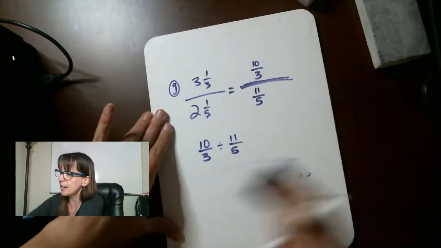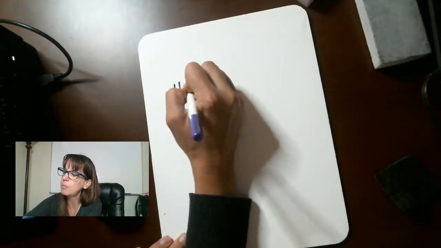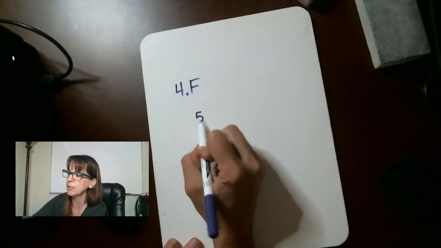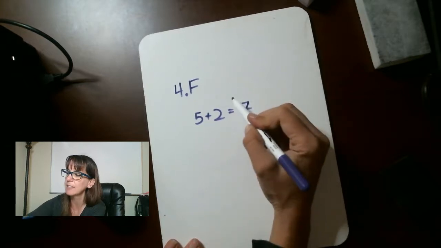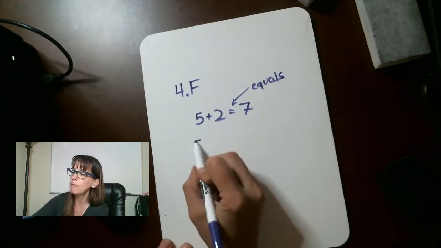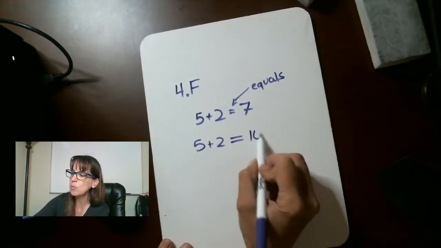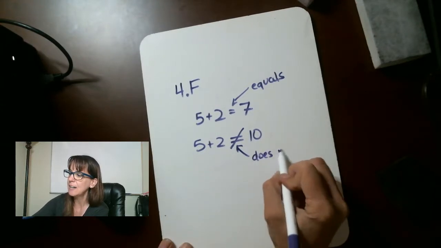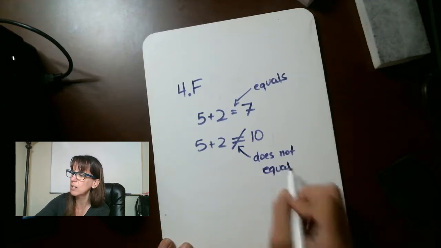All right, so let's take a peek. As I said, this is going to be kind of a long section, but I wanted to also go over the next part, 4.f. These are symbols of equality and inequality. And they've got a good example here. 5 plus 2 equals 7. That guy equals, it's equality, right? Equals. 5 plus 2 does not equal 10. And the way we write that is we put a line through here. Does not equal. Good. Excellent work.